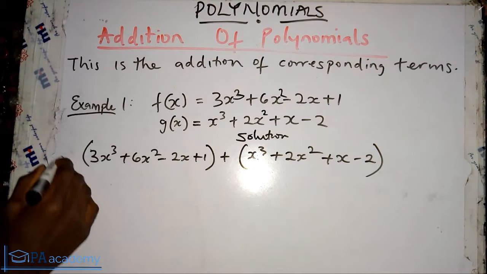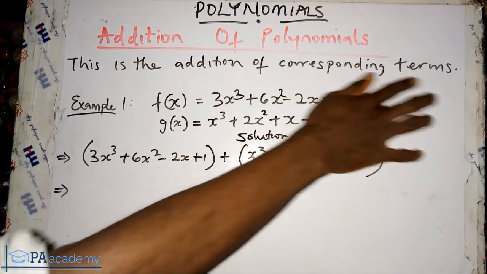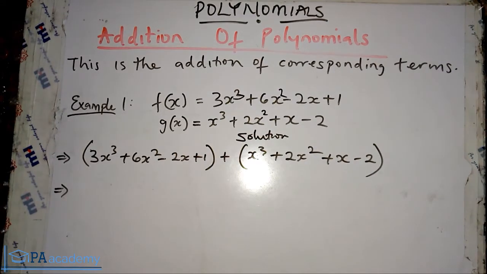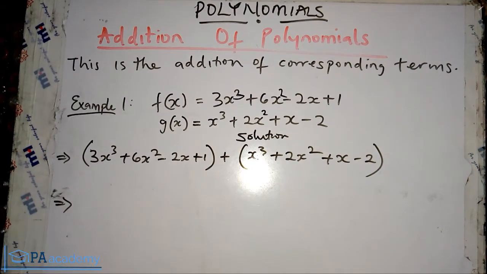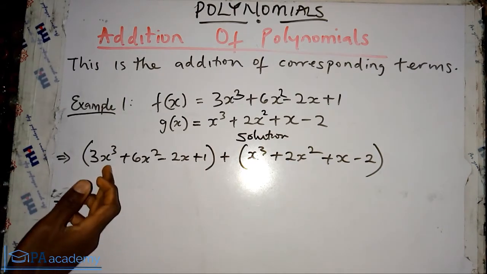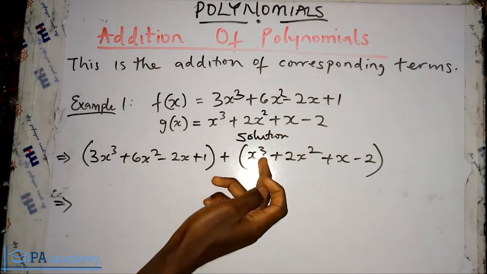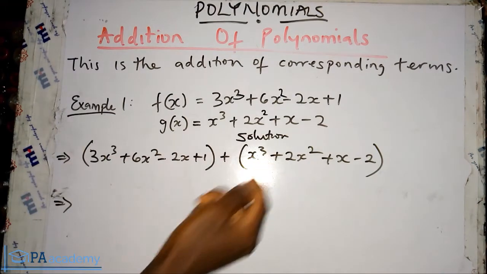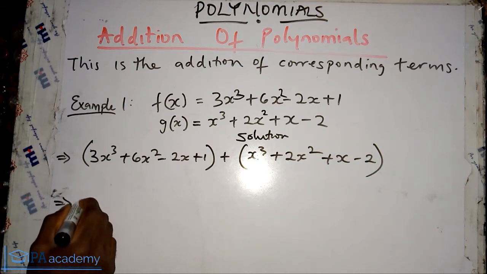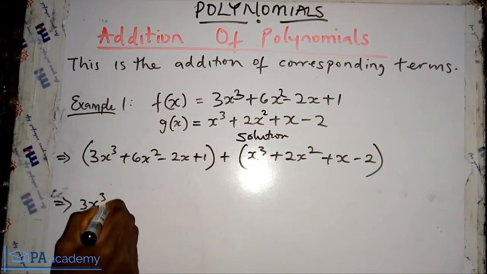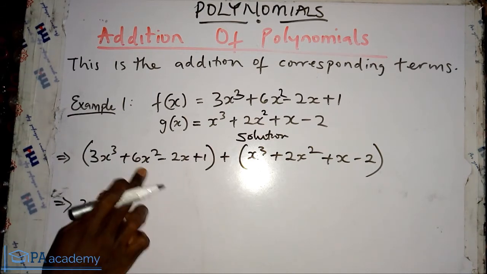So the next thing we are going to do is this. Now let's go back. I said this is the addition of corresponding terms. Now let's bring the corresponding terms together. The corresponding terms is in terms of the power. So here we are having 3x cubed and we are also having x cubed. You can see that they are both the same term. So let's bring it together. That will be 3x cubed plus x cubed. That is sorted out.